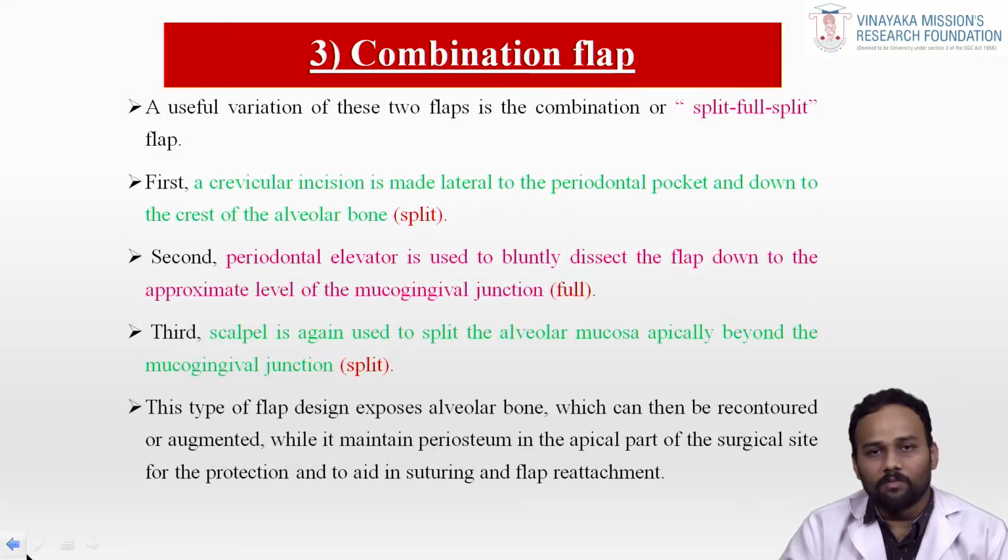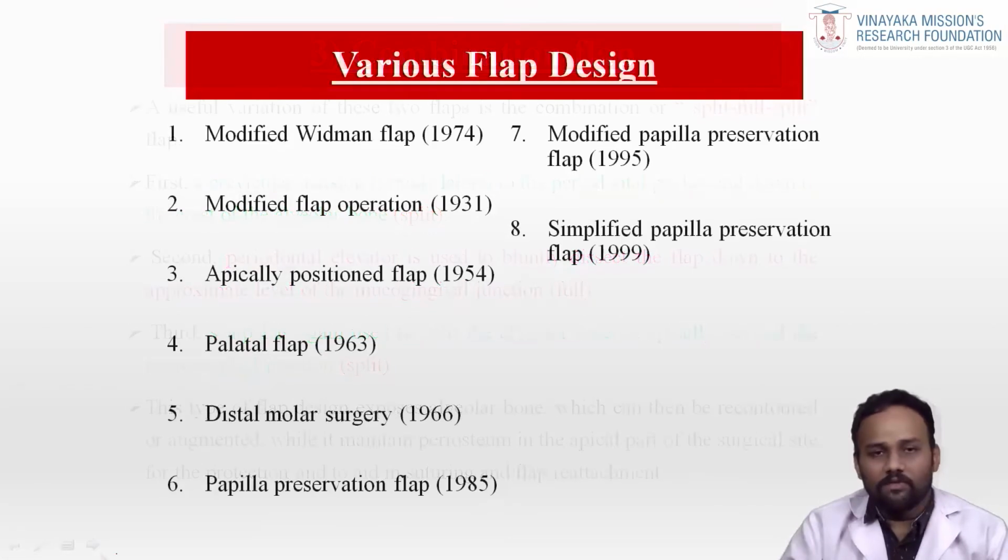That is, first we need to place a split thickness flap, then full thickness, then split thickness flap. This type of combination flap is used in case of root coverage procedures. Then there are various flap designs like modified Widman flap, modified flap operation that is Kirkland flap, apically positioned flap, palatal flap, distal molar surgery, and papilla preservation flap, modified as modified papilla preservation and simplified papilla preservation flap.